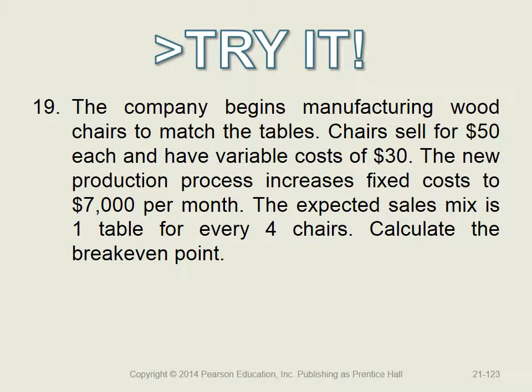Number 19: the company begins manufacturing wood chairs to match the tables. Chairs sell for $50 each and have variable costs of $30. The new production process increases fixed costs to $7,000 per month. The expected sales mix is 1 table for every 4 chairs. Calculate the break-even point.